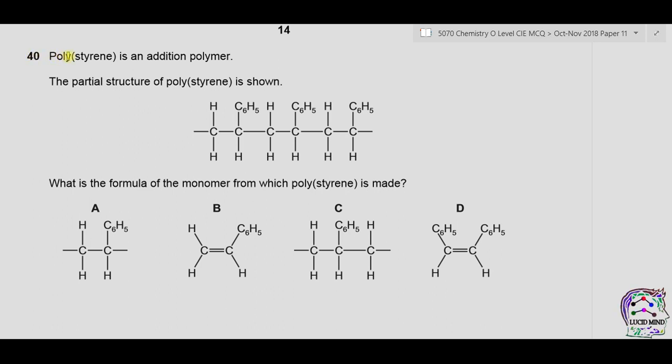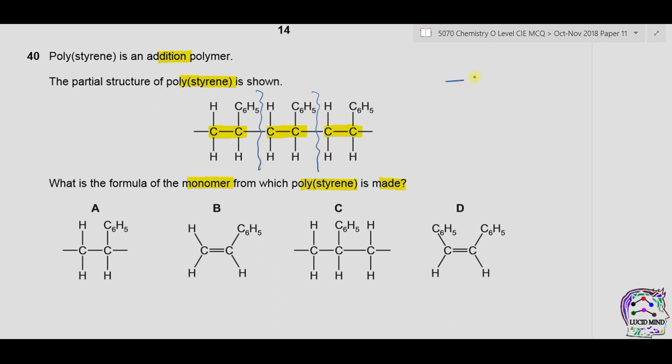Question 40. Polystyrene is an addition polymer. The partial structure of polystyrene is shown. This is the partial structure. Now we can see that these two carbon atoms are repeating again and again. What is the formula of the monomer from which polystyrene is made? For finding out the monomer, first we have to find out the repeat unit. Now we have these two carbon atoms and we can see the repetition. So this is the repeat unit.